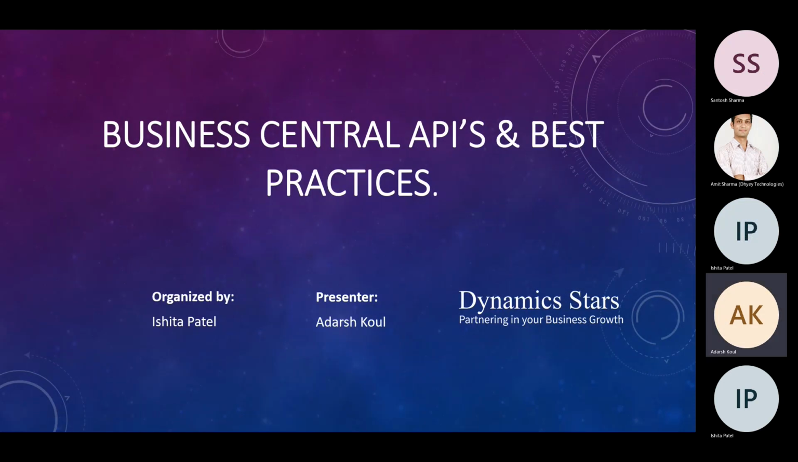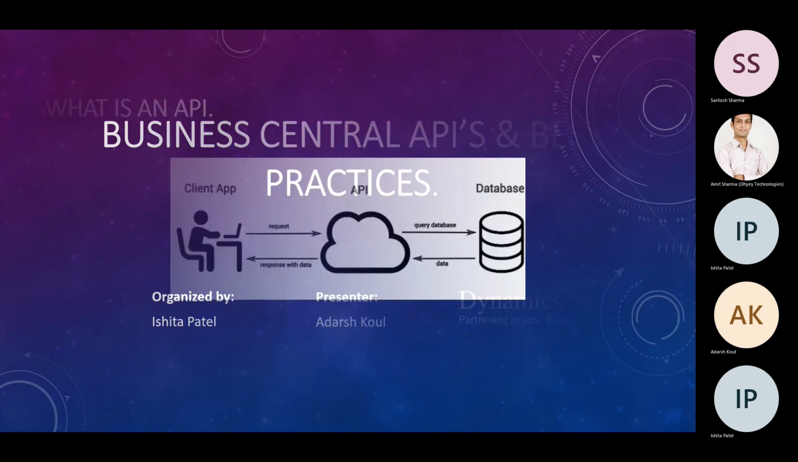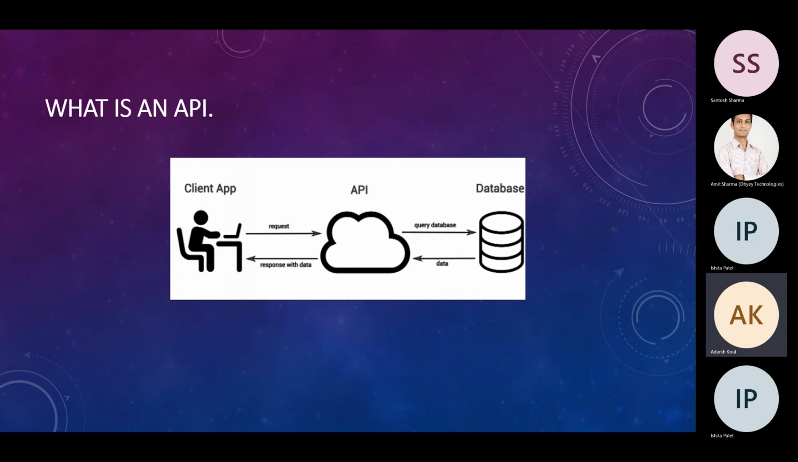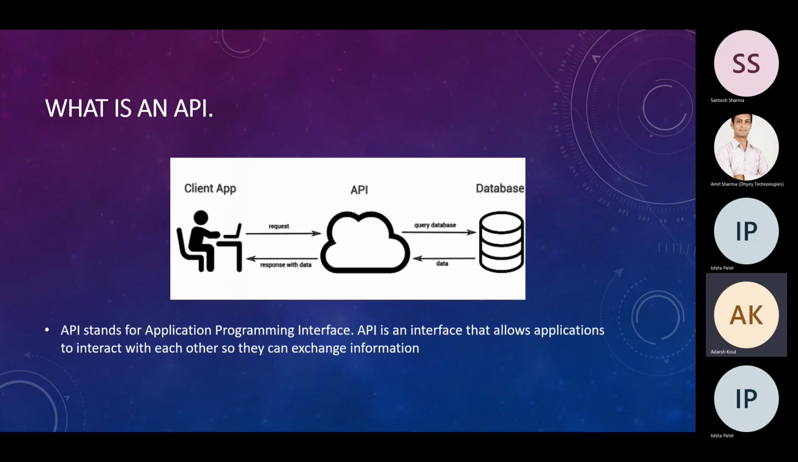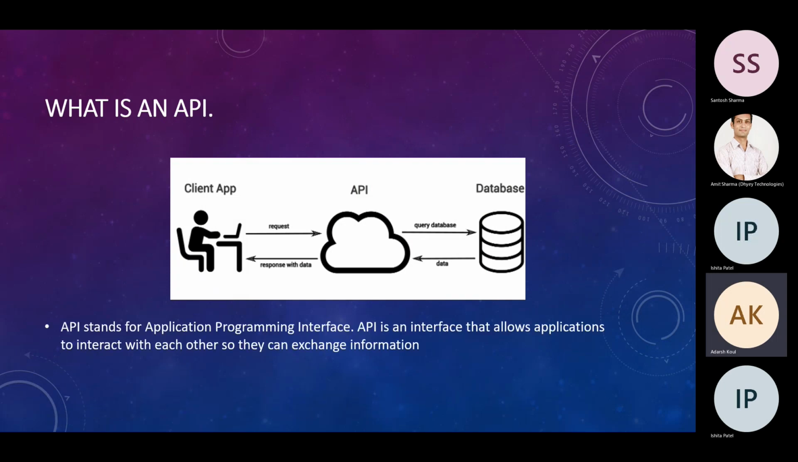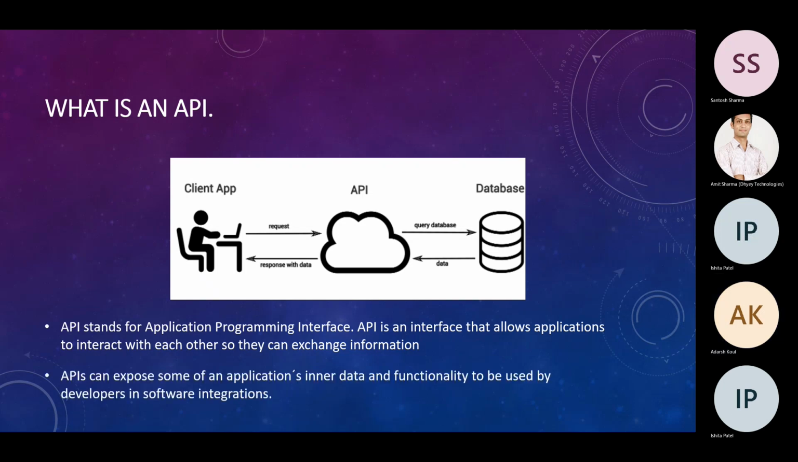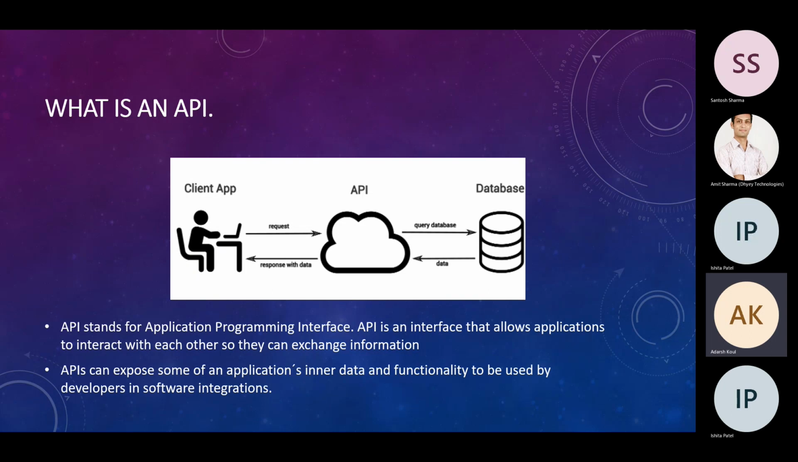So the topic for this webinar is Business Central APIs and best practices. So what is an API? API stands for Application Programming Interface. An API is an interface that allows applications to interact with each other so they can exchange information. An API can expose some of an application's inner data and functionality to be used by developers in software integrations.